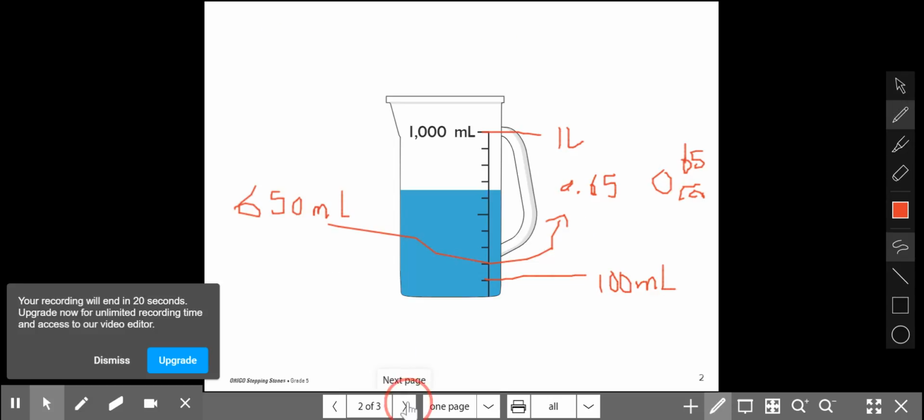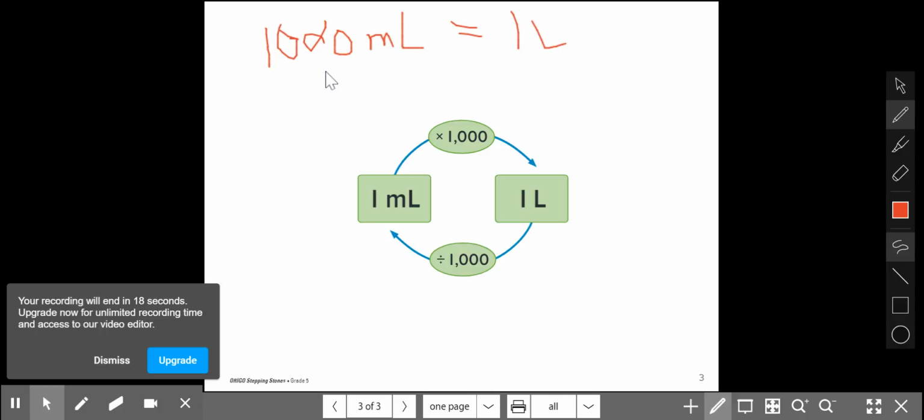One quick moment of review. 1,000 milliliters equals 1 liter.